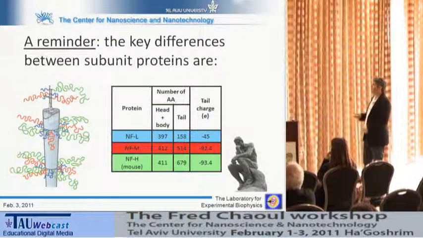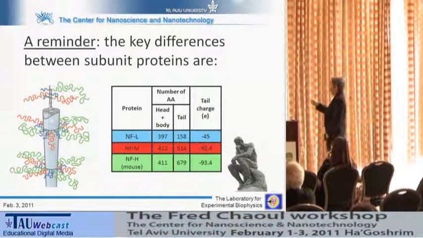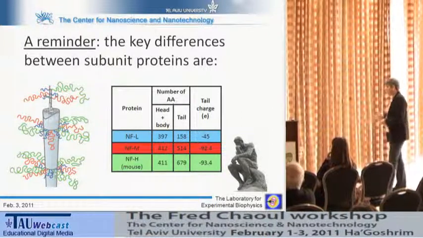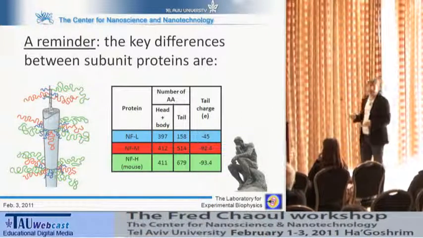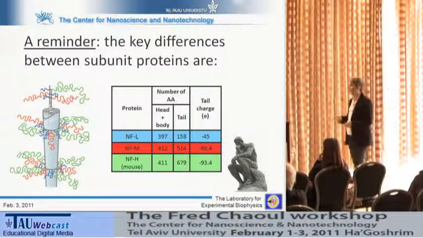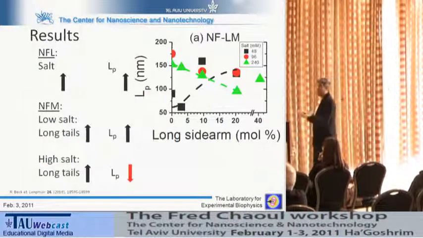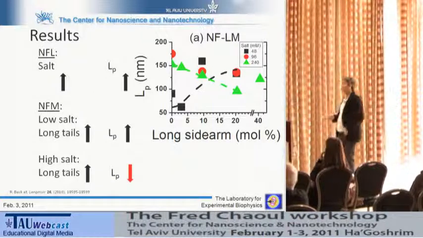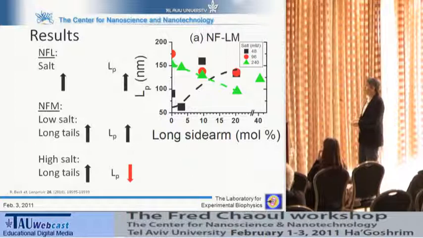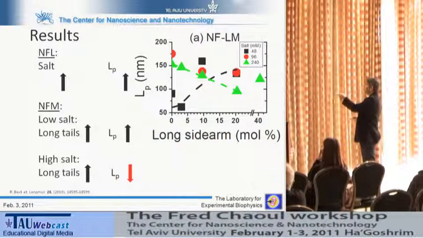So this is just a reminder. The reminder is that low is the shortest one, medium is the intermediate, and high is the highest one, and they are all charged, right? And so now the question is how that is going to affect the persistence length when we measure it in different compositions and different salts. And this is the result. This is the end result that I want you to go back to. The result is that everything can happen. In particular, this is for neurofilament low and medium.